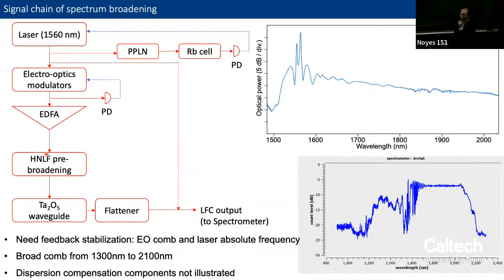The first broadening stage will be the highly nonlinear fiber. After this, the comb will have a bandwidth of about 200 to 300 nanometers. And you send it further through the highly nonlinear tantalum waveguide. And this waveguide is pretty powerful.